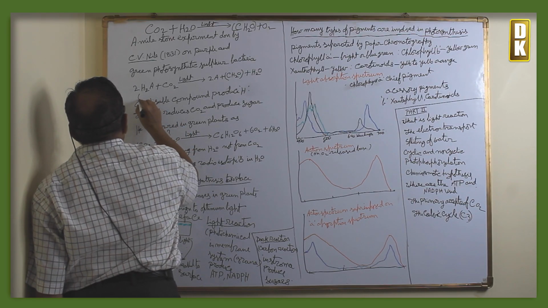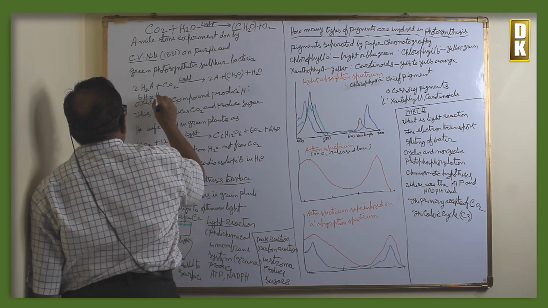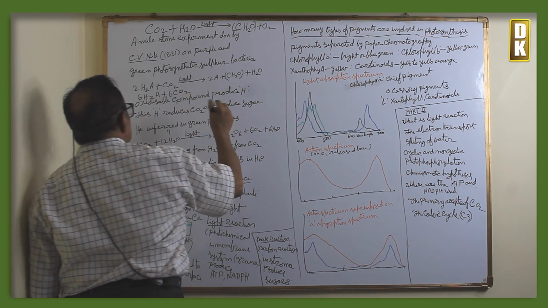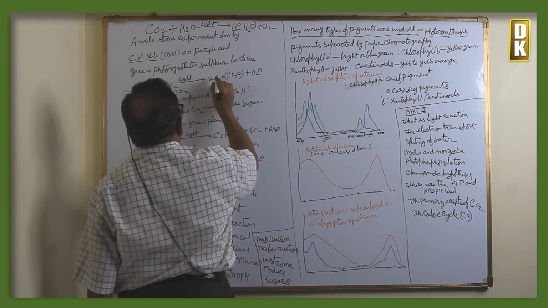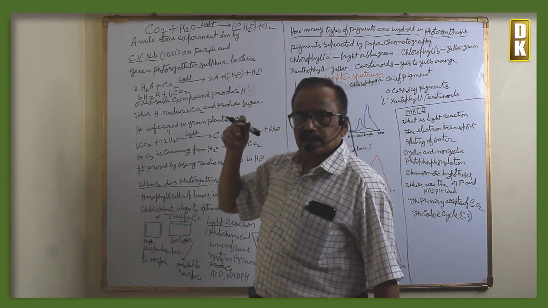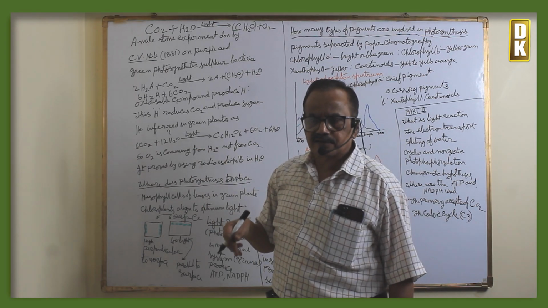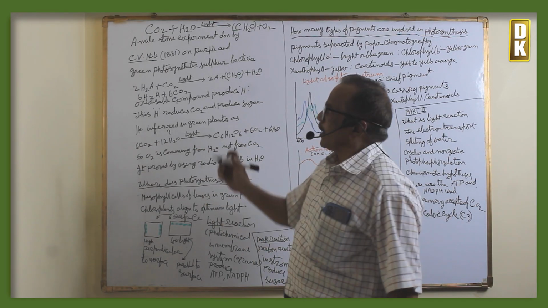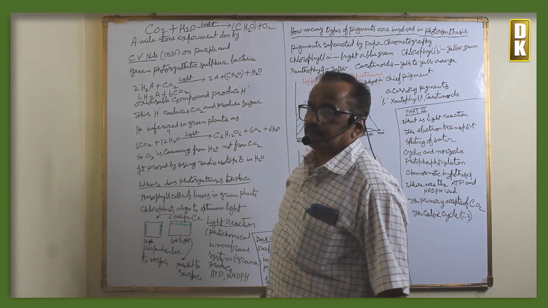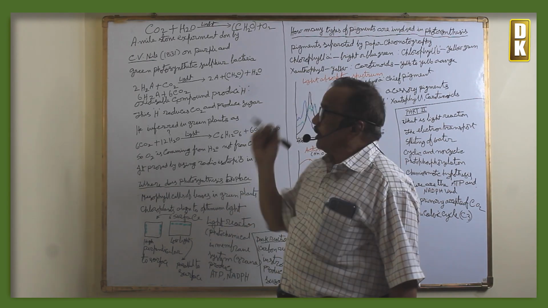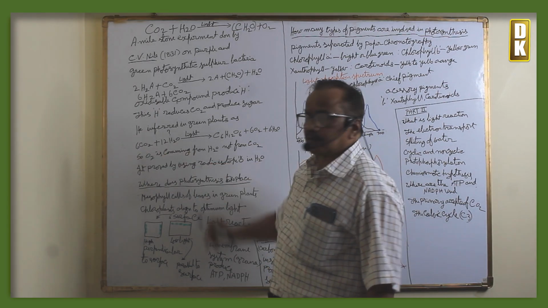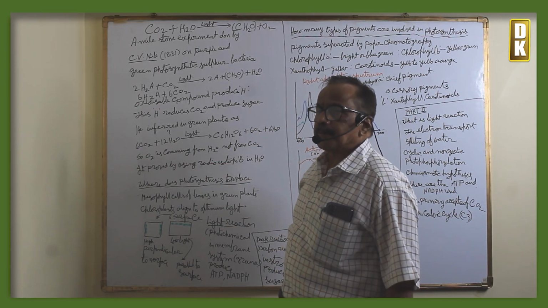6 H2A plus 6 CO2 gives... If it is sulfur bacteria, it will become sulfur. If it is H2S, the H2A is the sulfur bacteria, it is sulfur, H2S, sulfur dioxide or the sulfate. At that time the A is sulfur, and sulfur is coming out. And if it is H2O, what is coming out? Oxygen is coming out from this one, water.